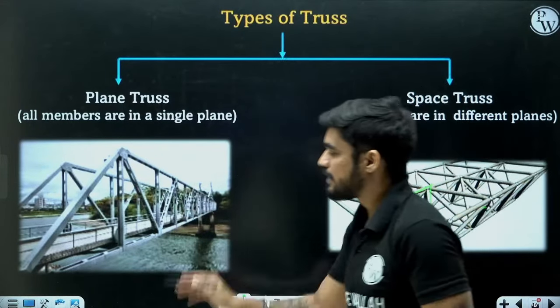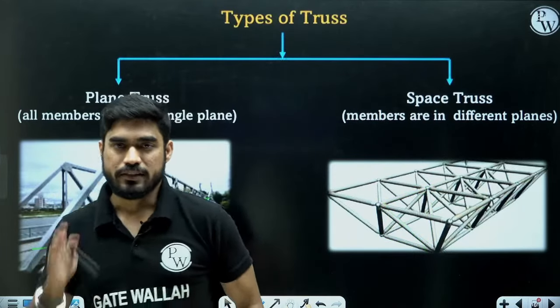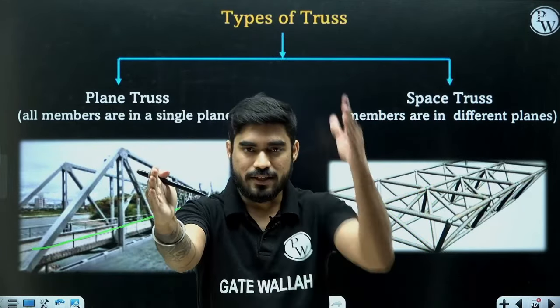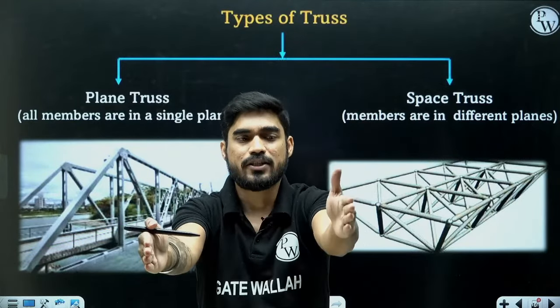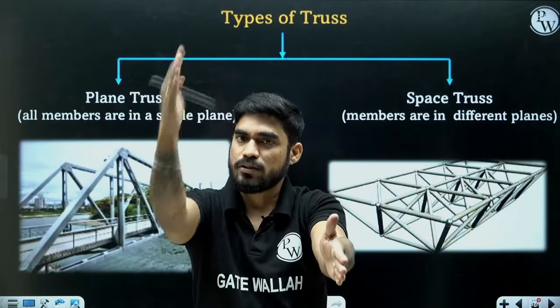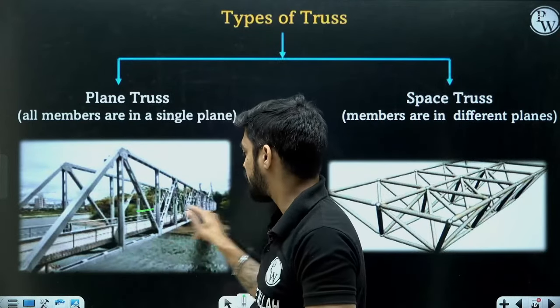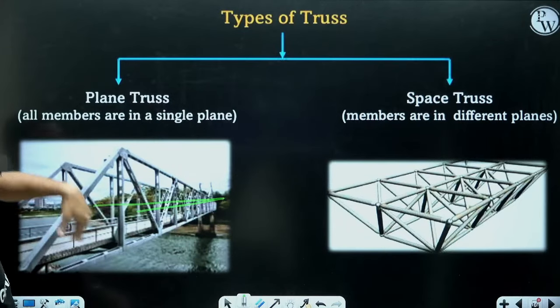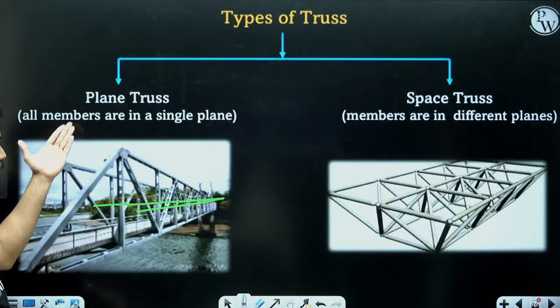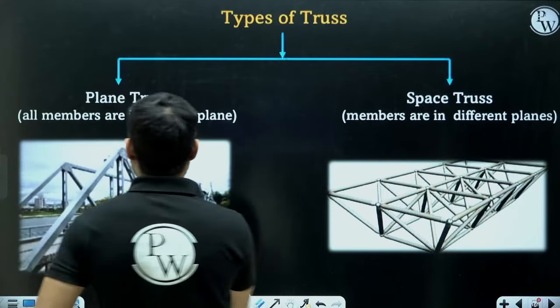But here you can see that when this road is connected to the structure, there is one structure here and one structure here. One structure is connected to one end of the road, and one structure is connected to the other end. Now all the members of this structure are in one single plane. Can you see? And the same goes for the other end. All the members are in one single plane. So this is the example of a plane truss.